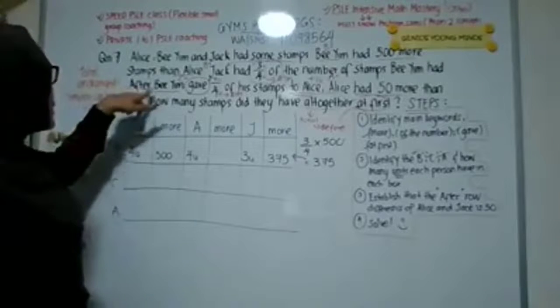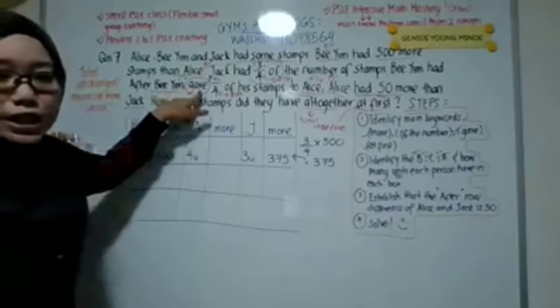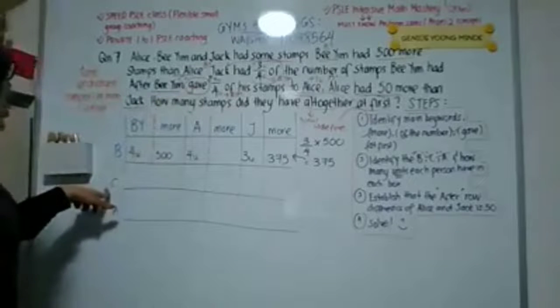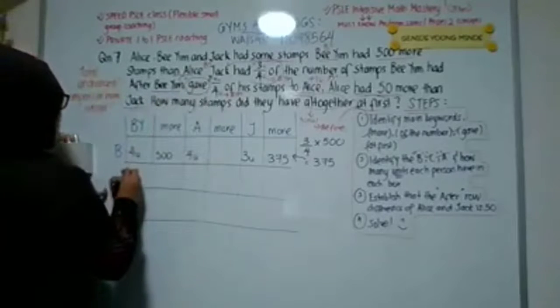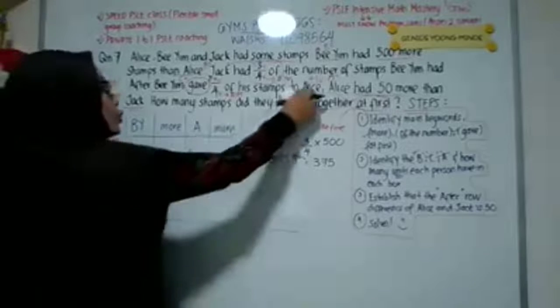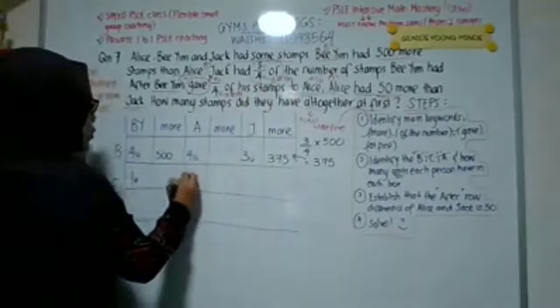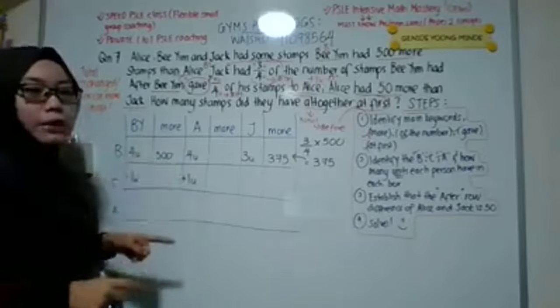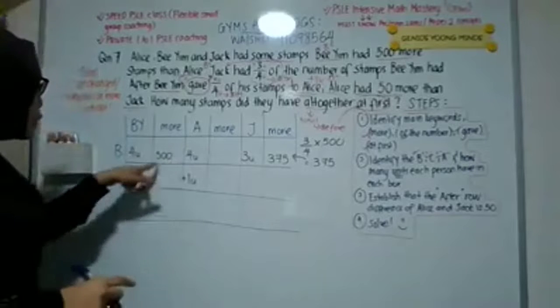The after. Beam gave. Can you see gave? Gave is a change. Beam gave, so minus 1 unit. Give to who? To Alice. Alice is plus 1 unit. But the more must come along. So 1 unit.